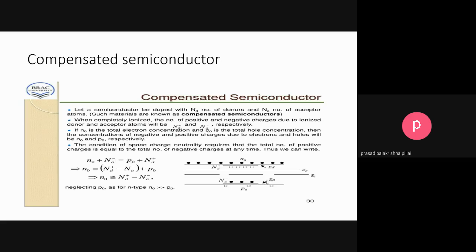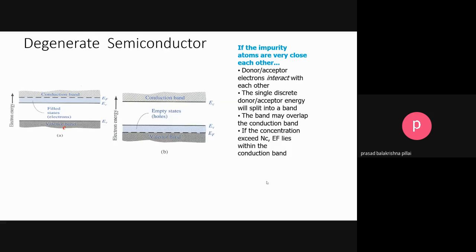Then there is another kind of semiconductor, which is known as the compensated semiconductor. Have you heard of compensated semiconductors? No, sir. Compensated, what do you think it should be? Or what is it? Compensation? Any idea? What is the meaning of compensation?